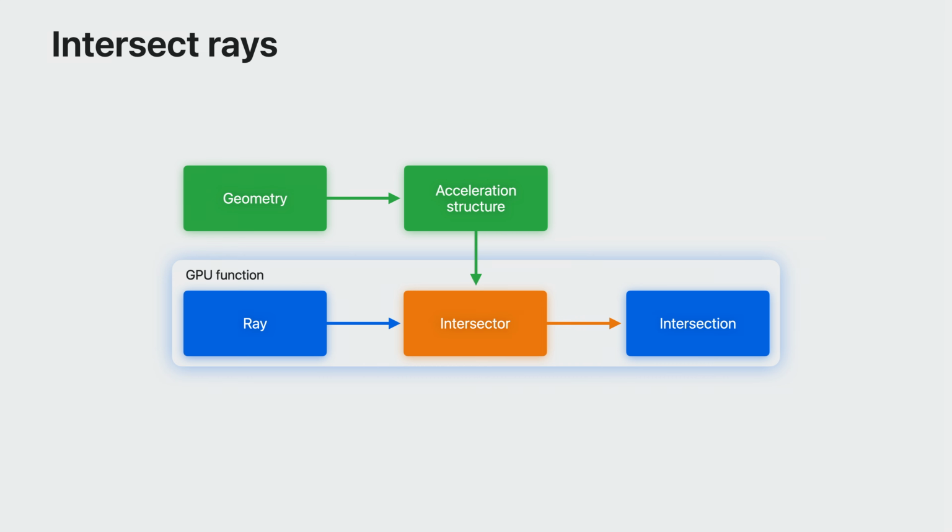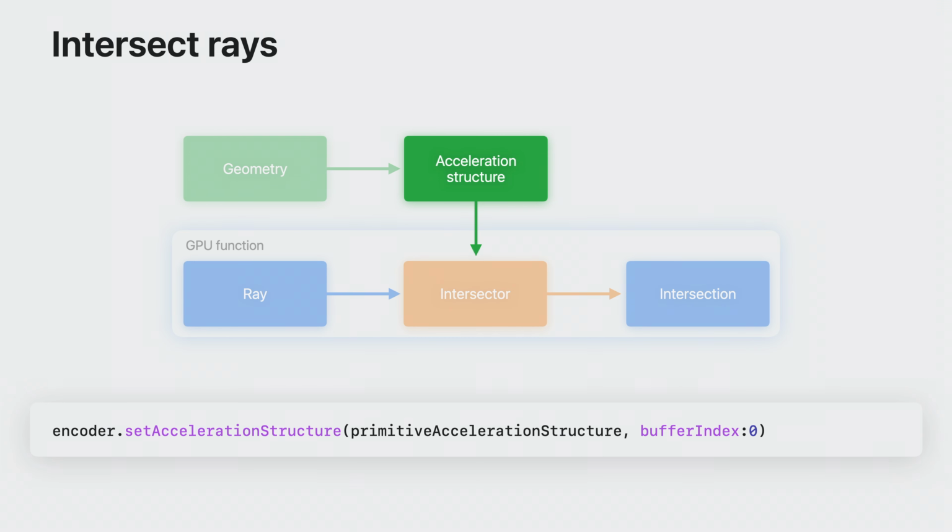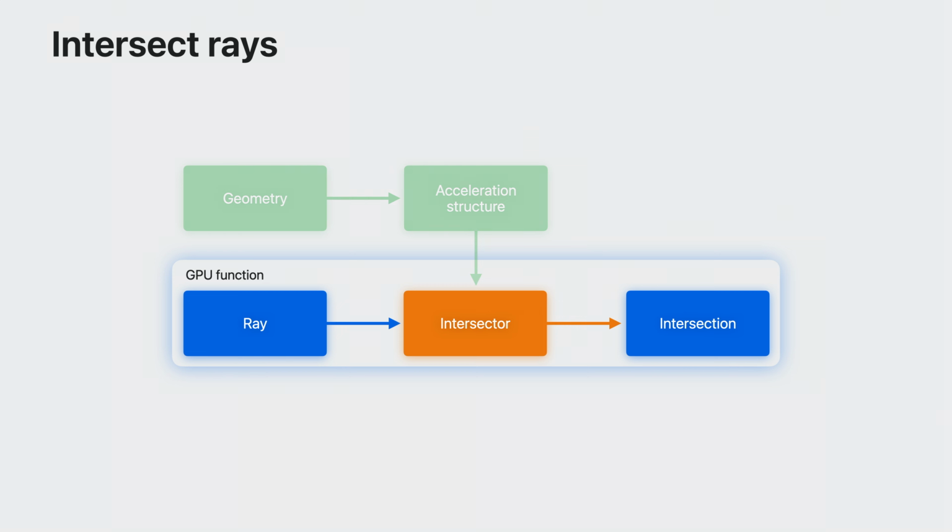In Metal, intersect rays in a GPU function that executes as part of a command. On Apple Silicon, you can intersect rays in both compute and render commands, and on AMD and Intel, you can intersect rays in compute commands. To get ready to intersect rays, bind your acceleration structure on the command encoder. Now you can intersect rays with this acceleration structure in your GPU function.